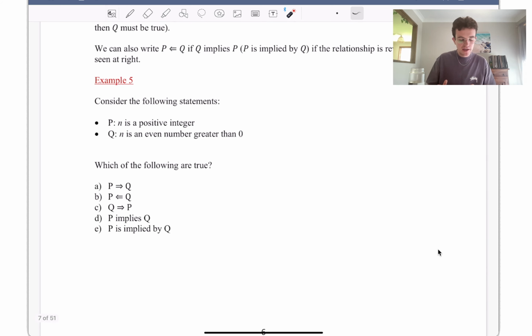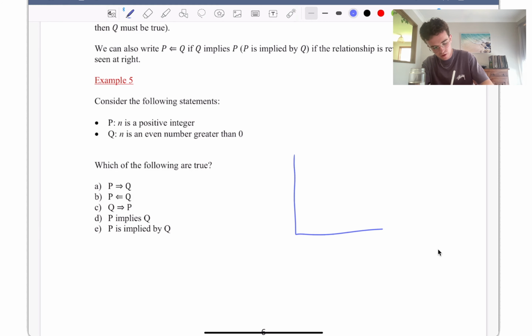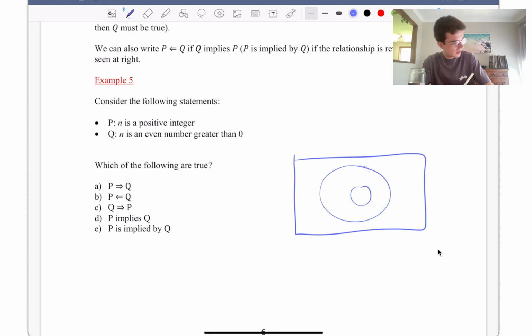Okay, so consider the following statements. We've got P, n is a positive integer, and then we've got Q, n is an even number greater than 0. Which of the following statements is true? To do this question, I would draw one of those handy little Euler diagrams. So we've got our Q being an even number, and P is a positive integer.